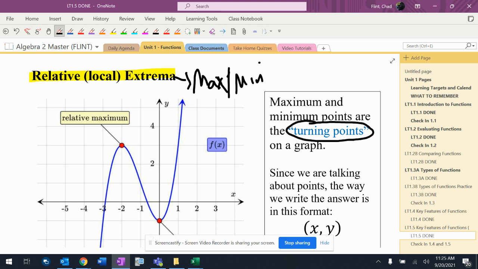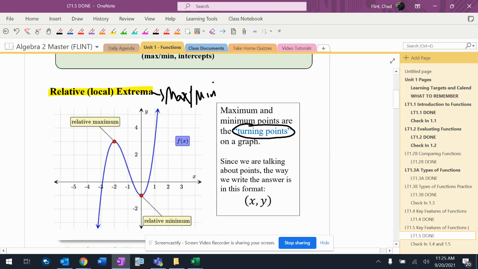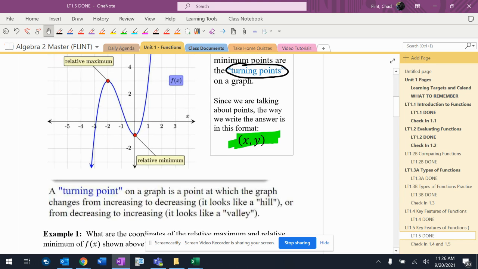Turning points. It's where the graph turns from increasing to decreasing. It's a point that we want to look for because it helps us learn other things about the function. We want to make sure that we write them as points, x, y.